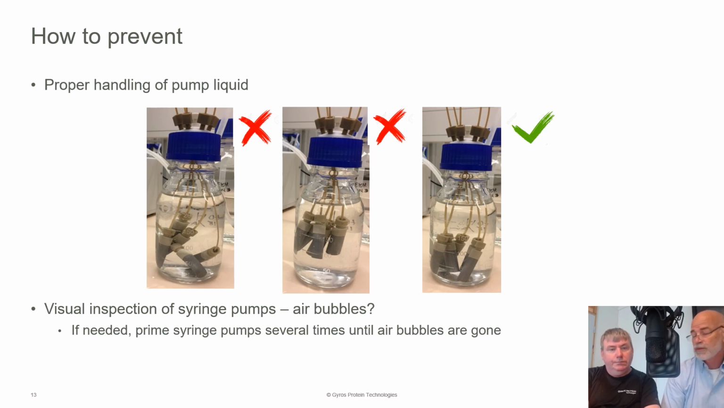So if you see that air in the syringe pumps, then you're going to need to prime those several times until you see that go away, or you might have to manually reprime the syringe, which can be done with the assistance of your field application scientist as well. It's important that you look at the fluidics and the maintenance of the fluidics, because if you look after the system, it will look after you and work well.